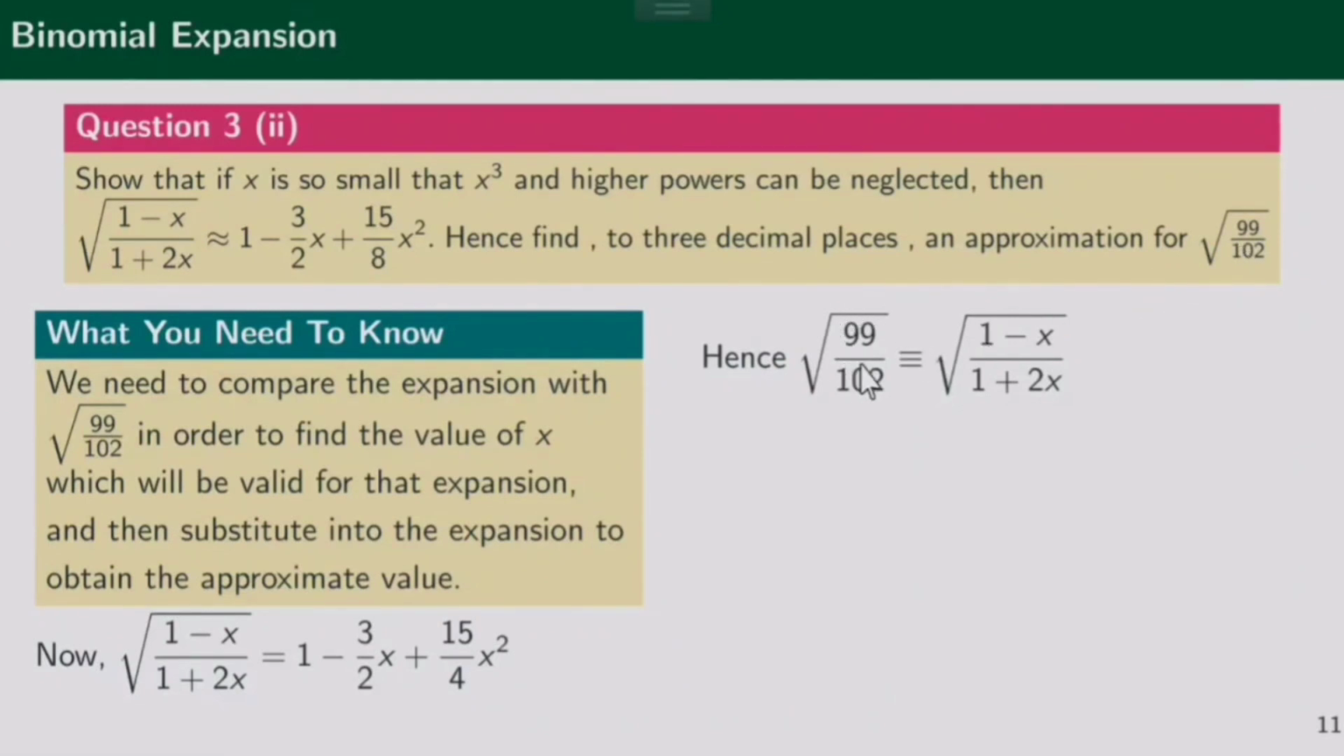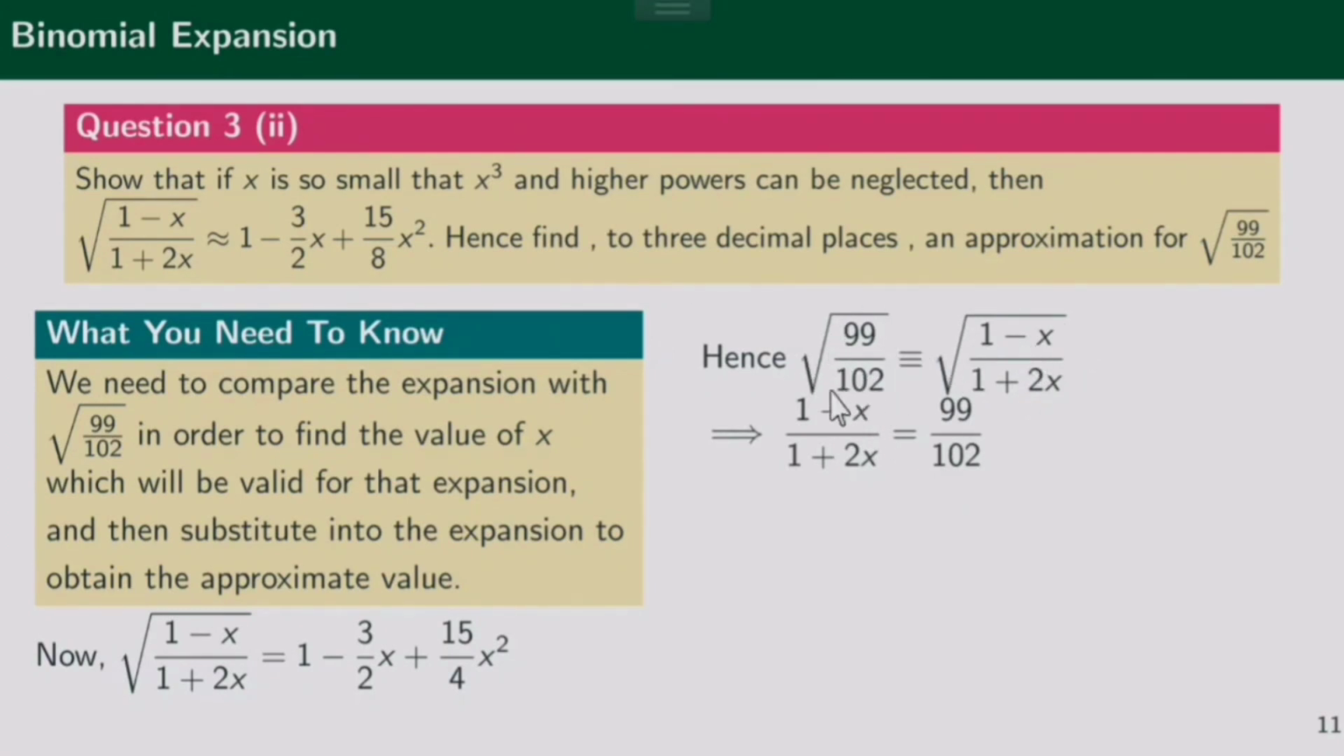So if the left hand side is equivalent to the right hand side for some x, then I have to equate them and find the value of x. So I'll look for that value of x, which is valid for that expansion, and then substitute it back into this expansion to obtain the approximate value of the square root. So what am I supposed to do here? What I have to do is solve for the value of x.